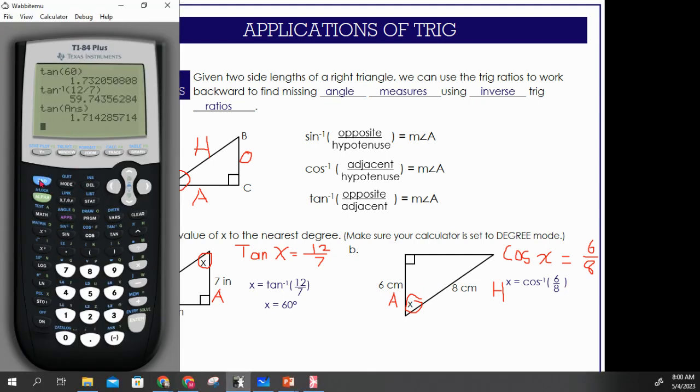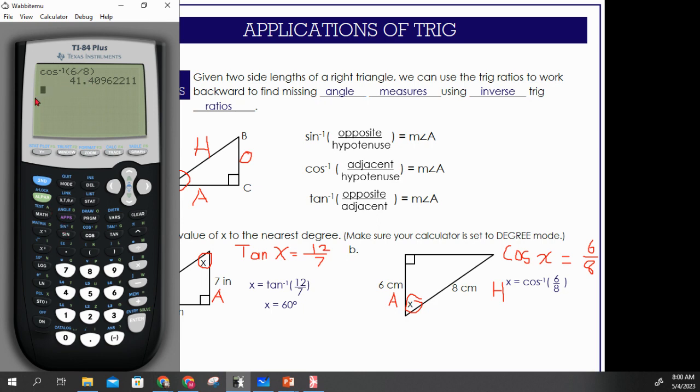Let's clear all this out. Let's see, where's the cosine? There we go. Inverse cosine of 6 divided by 8 gives us 41.4. And we're going to round this to the nearest degree. So this will just be 41.